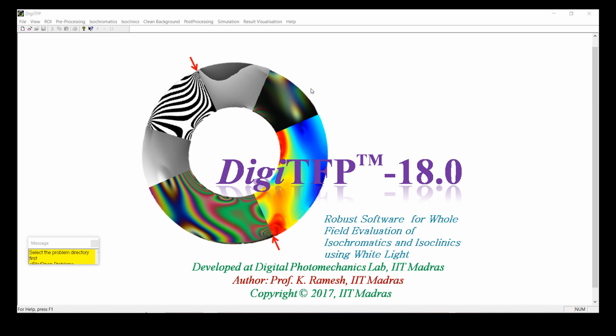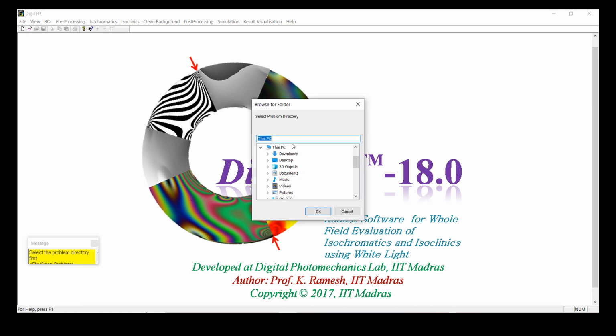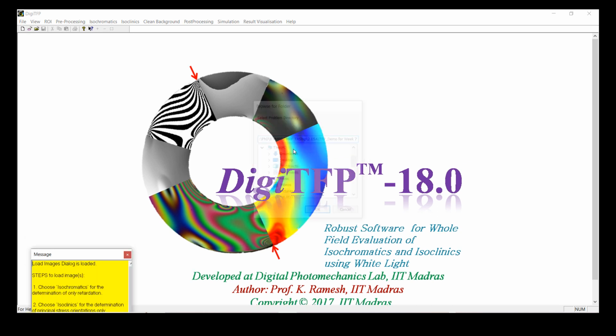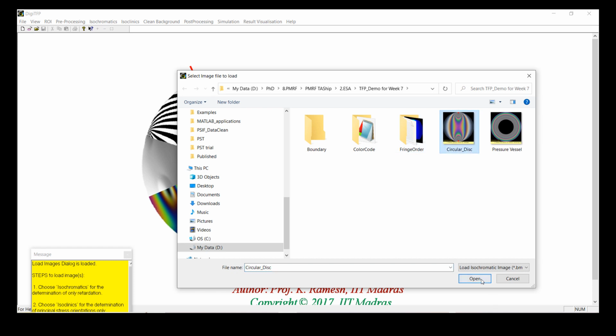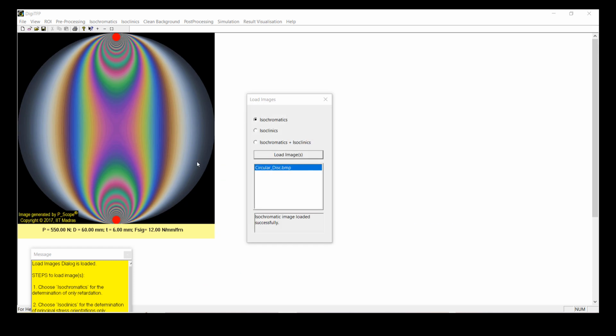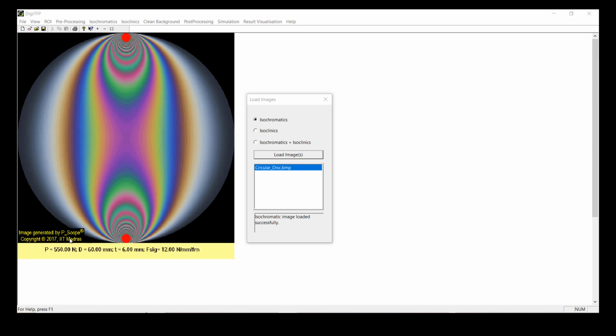Okay, so let me demonstrate a problem of a simple circular disk using this software DigiTFP. Let me set the problem directory. I will select isochromatics, and there are other functionalities including isoclinics and isochromatics, which I'm not discussing now. Let me load the image of a circular disk. This is the image of a circular disk I have generated using the simulation software pscope.